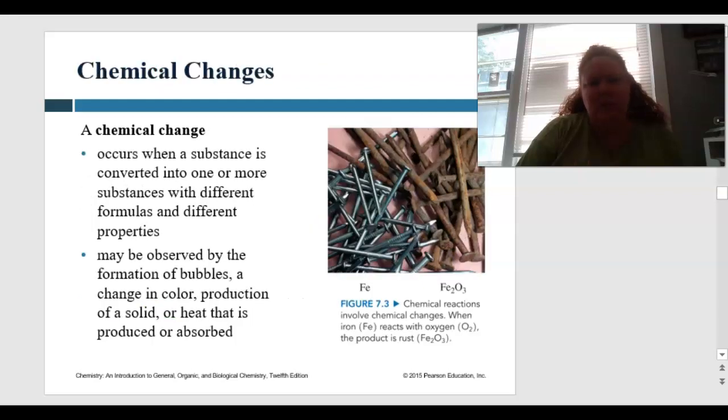So this is kind of building on what we did last week and applying it to this new concept. We've talked about different chemical changes before, I think it was the first or the second lecture. A chemical change occurs when a substance is converted into one or more substances with different formulas and different properties. They may be observed by the formation of bubbles, a change in color, the production of a solid, or heat that's produced or absorbed. One example here is rusty nails. The chemical reactions involve chemical changes, when the iron reacts with oxygen, and then the product would be rust.